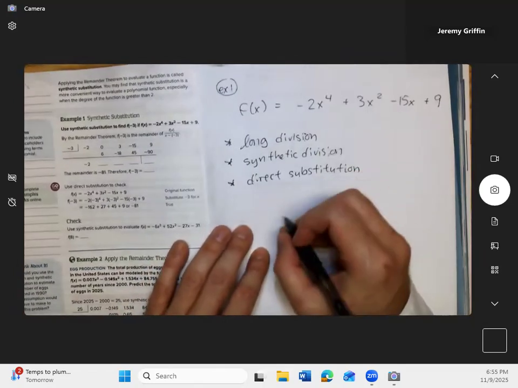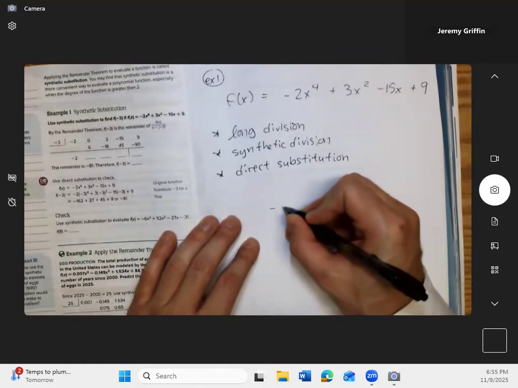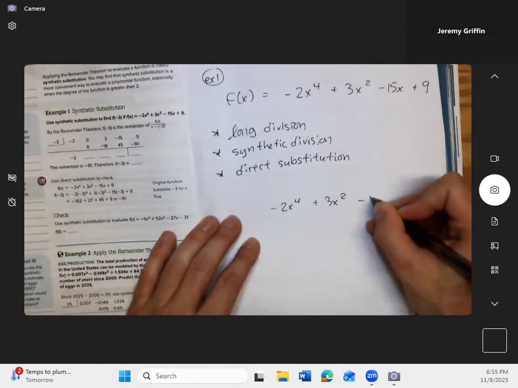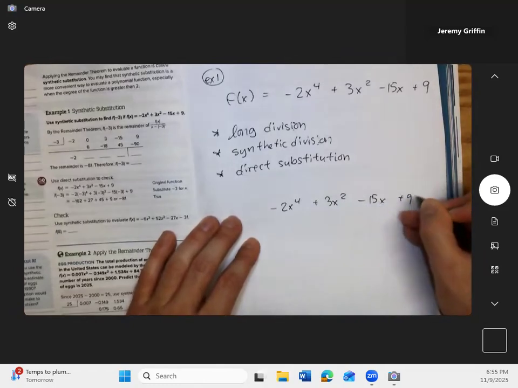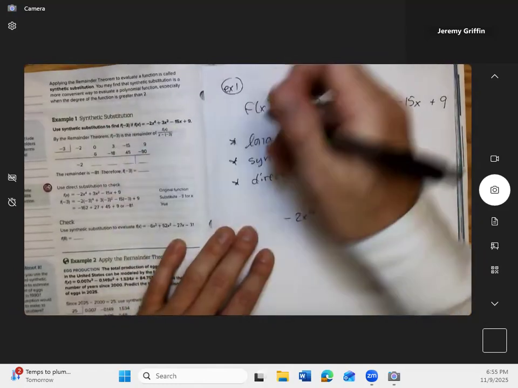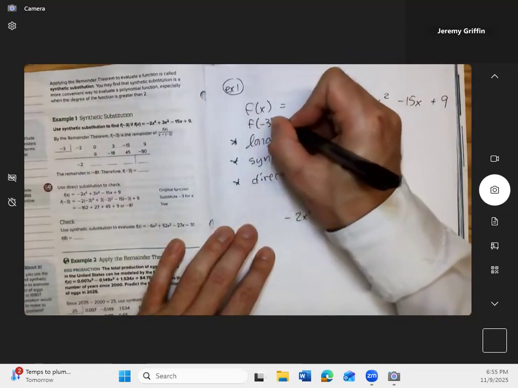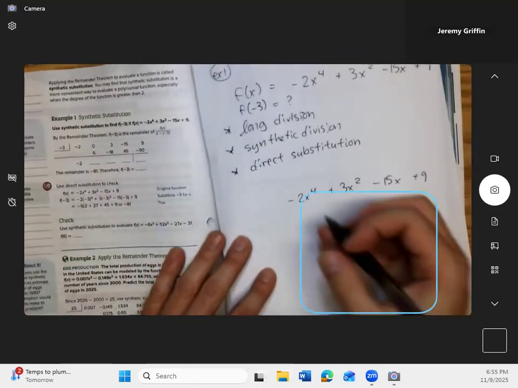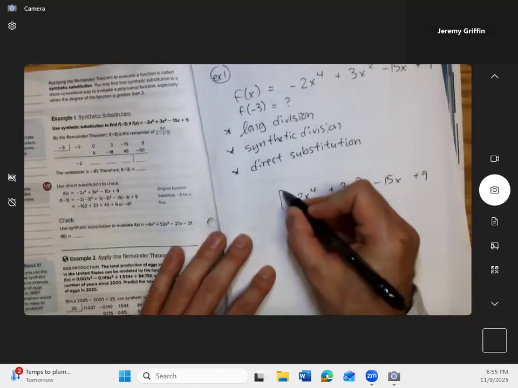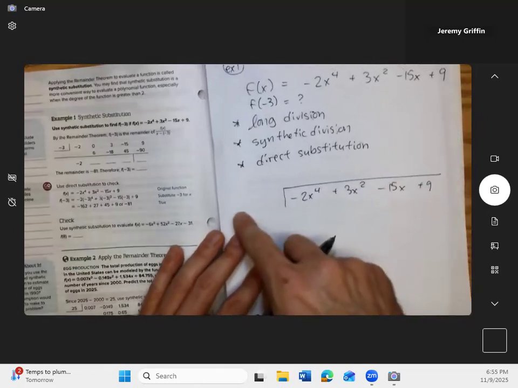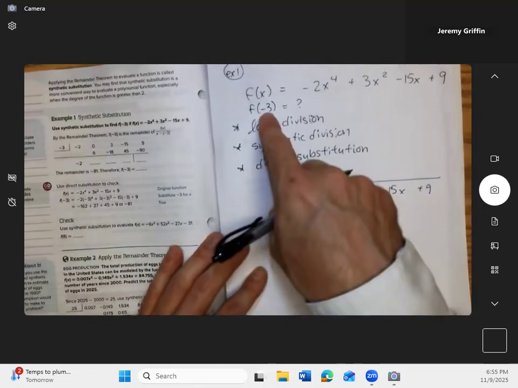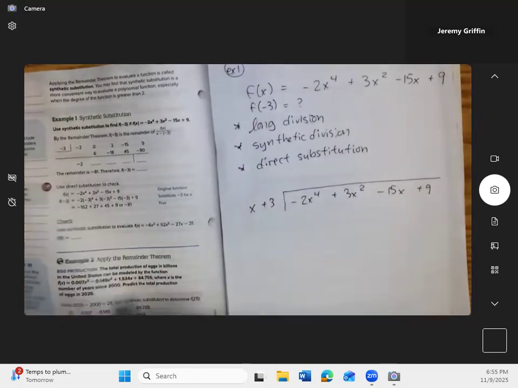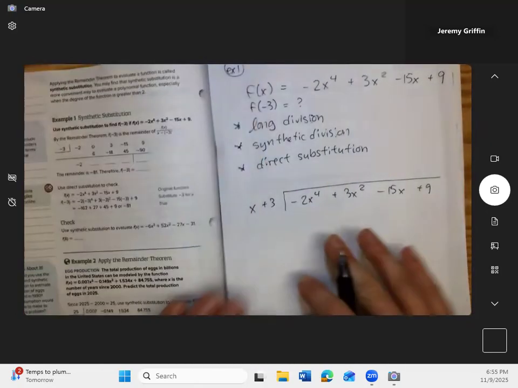So let's try long division. Negative 2x to the 4 plus 3x squared minus 15x plus 9. We're trying to find f of negative 3. So what's f of negative 3 equals what? That's the target goal. If I want f of negative 3, I have to divide by x minus negative 3, which would be x plus 3. That's what I did before.